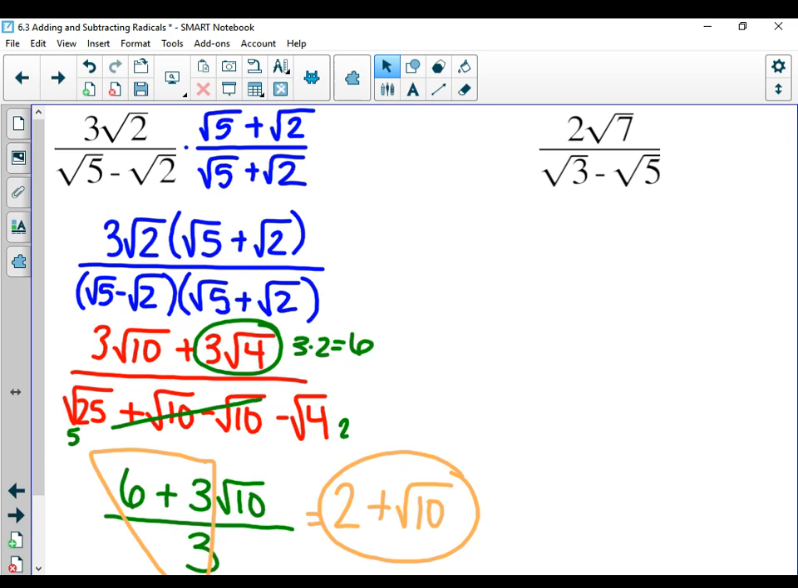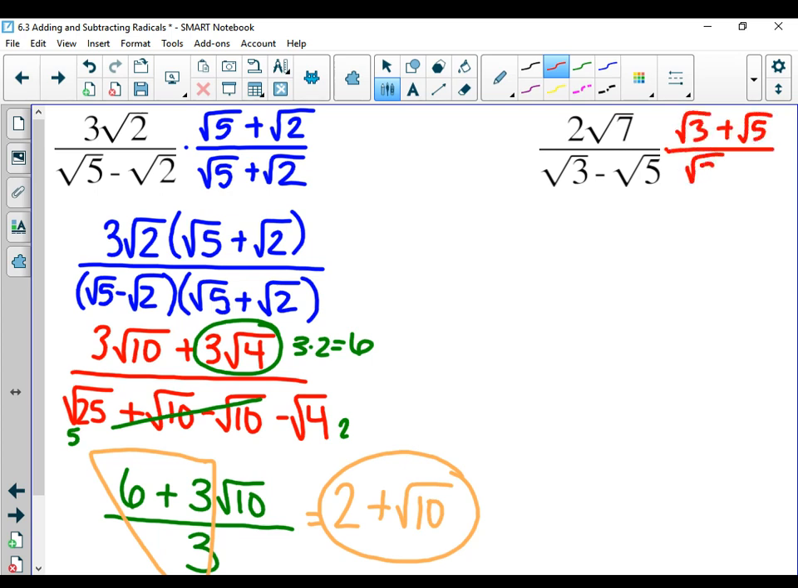This problem to me is just so ugly because you want it to go further, but it doesn't, okay? Especially when it's like, well, I can divide those numbers, but they don't give you pairs or a perfect square doesn't go into them. So if I multiply by the square root of 3 plus the square root of 5, okay, I get 2 square root of 21 plus 2 square root of 35.